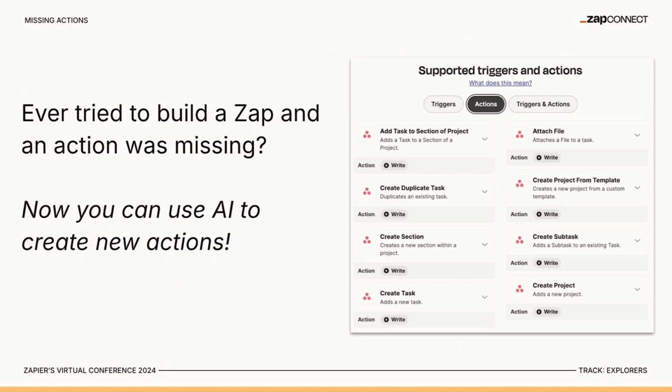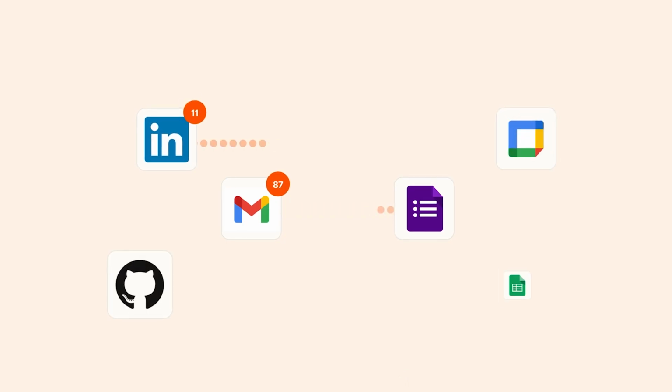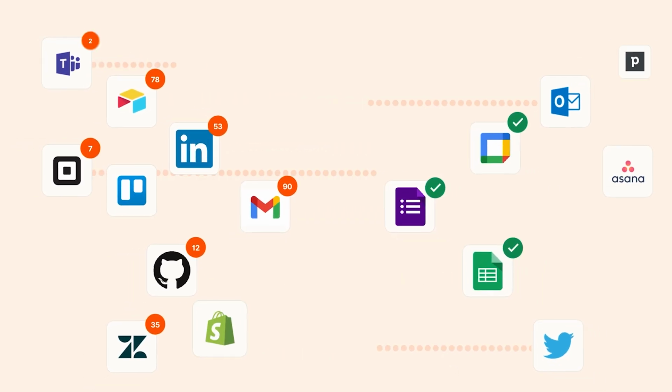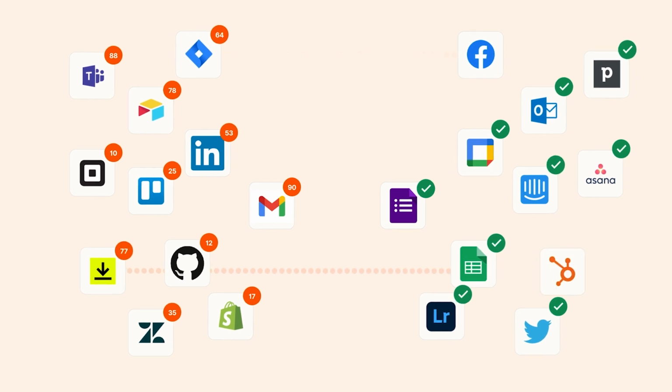All right, so have you ever tried to build a Zap and you run into this frustration where the action you need for the app you're working with just isn't there? That happens. Now, at Zapier, we have thousands of apps and thousands upon thousands of actions, and yet you can still find yourself saying, hey, I wish this action existed so I could use it for this really cool workflow I've invented. Well, now we've got you covered with custom actions, and you can create it with AI.